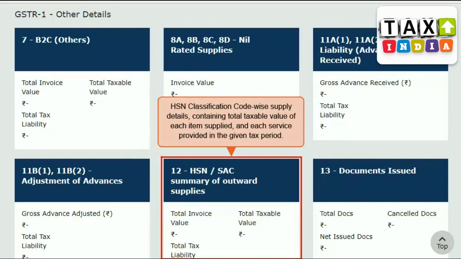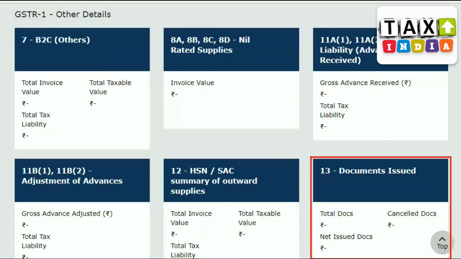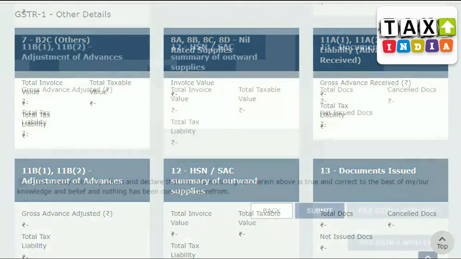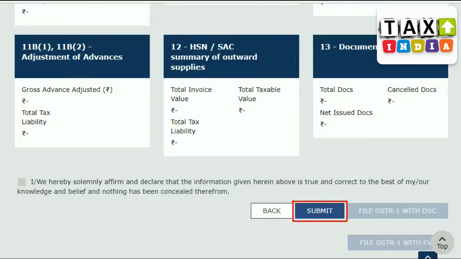Next, the HSN-wise summary of outward supplies will capture the HSN classification code-wise supply details. This tile captures the total taxable value of each item supplied and each service provided in the given tax period. Finally, the documents issued tile captures the details of documents that might be issued by you in the given tax period. Examples of such documents are the invoice range, specifying the starting and ending serial numbers of invoices issued, total count of invoices issued, number of invoices that were cancelled, and the number of net invoices that were issued after cancellation. After filling up all details, you need to submit the form on the GST portal by clicking the Submit button.